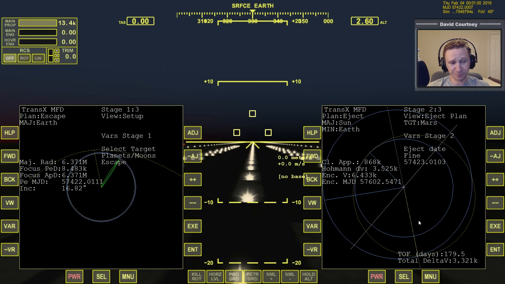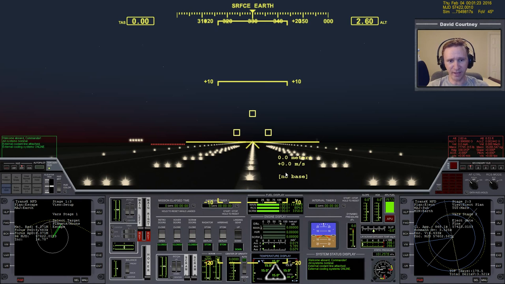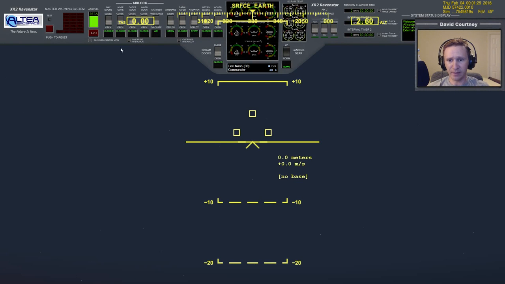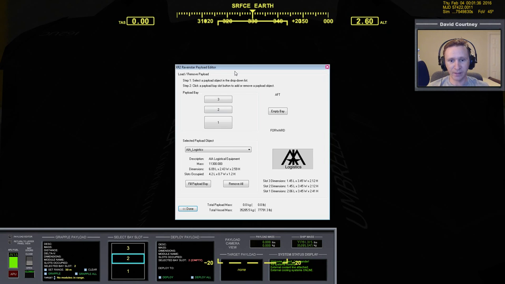Now, one other point, time of flight. It's going to take us 179.5 days, so let's say 180 days, to go from low Earth orbit out to Mars. And remember, one of the first things we talked about was that we only have 14 days of LOX in the default XR2. So what we need to do here is go up. From this panel, press Control Up arrow, and then go to the payload camera view. Hopefully that shows up in the playback. And the easiest thing to do is to click the payload editor over here. And that brings this up.